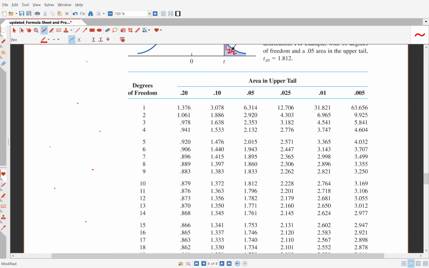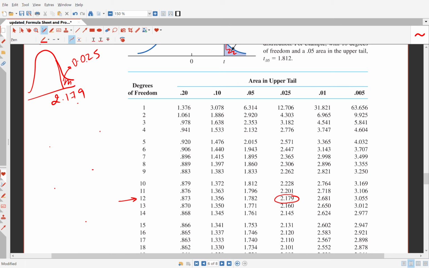Part A is upper tail area of 0.025 with 12 degrees of freedom. Upper tail area means we are looking on the right hand side. So this area is 0.025 with 12 degrees of freedom. So 12 degrees of freedom is here. Upper area 0.025 is here. So the answer is, the t-score is 2.179. So this is 2.179, and that is the answer to part A.